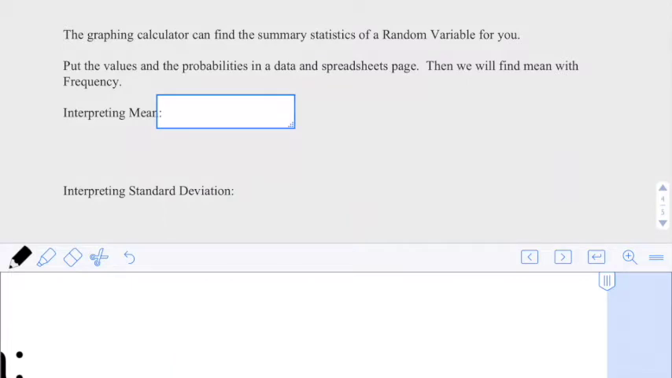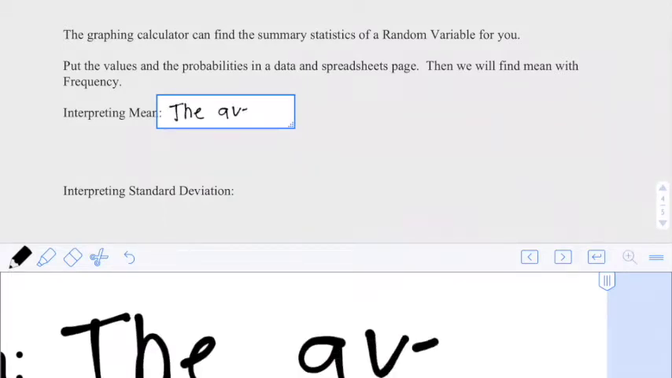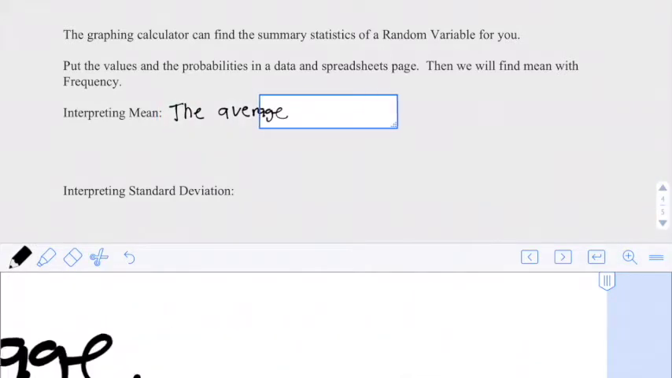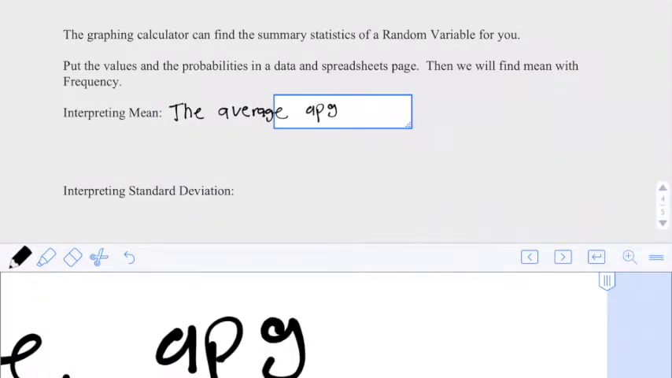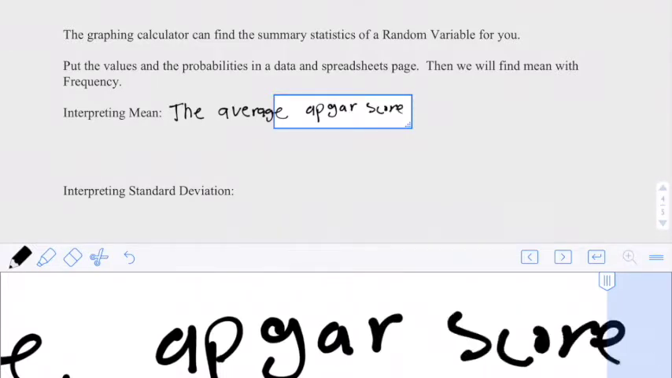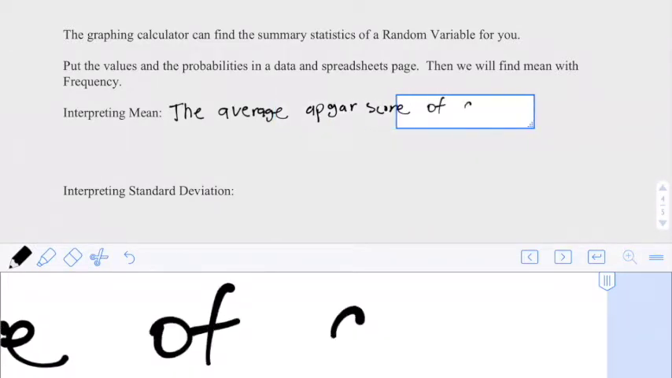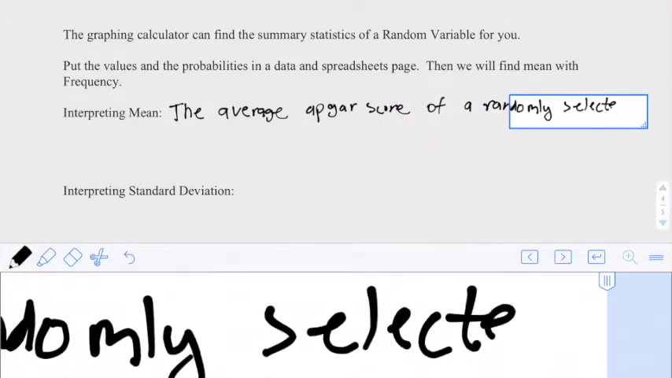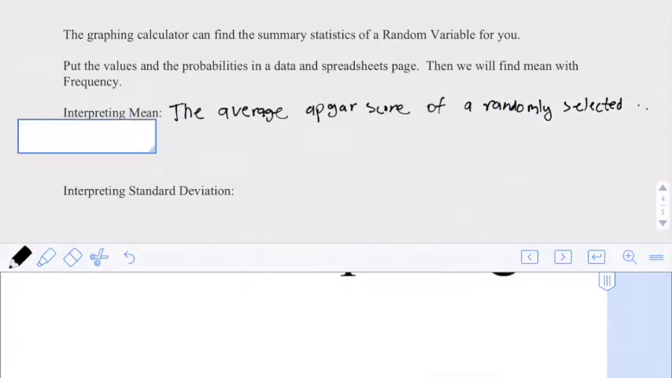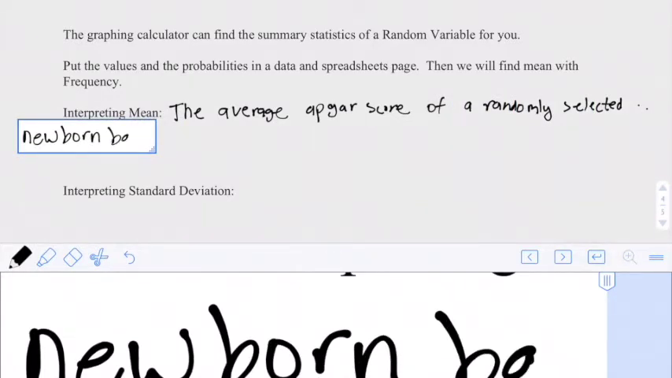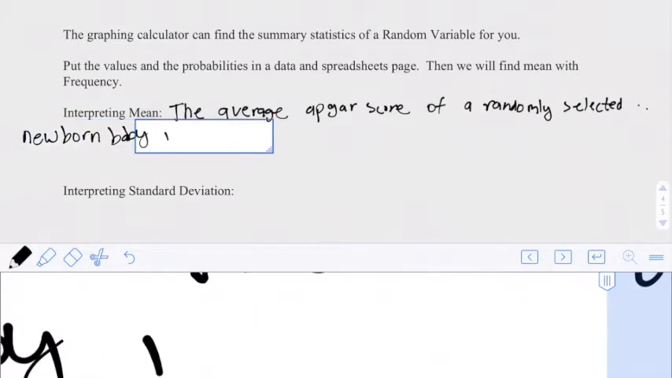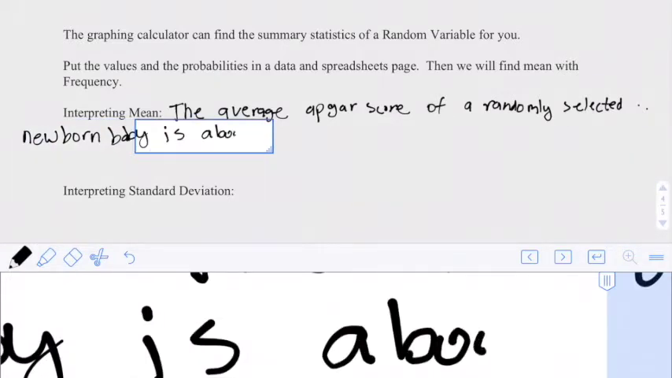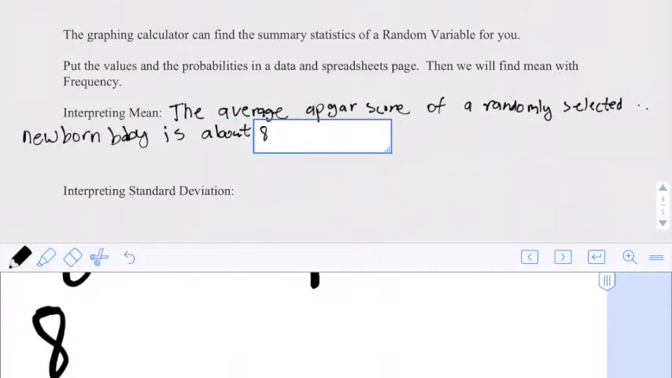So if we want to interpret this mean, we could say the average APGAR score of a randomly selected baby is about 8.128.